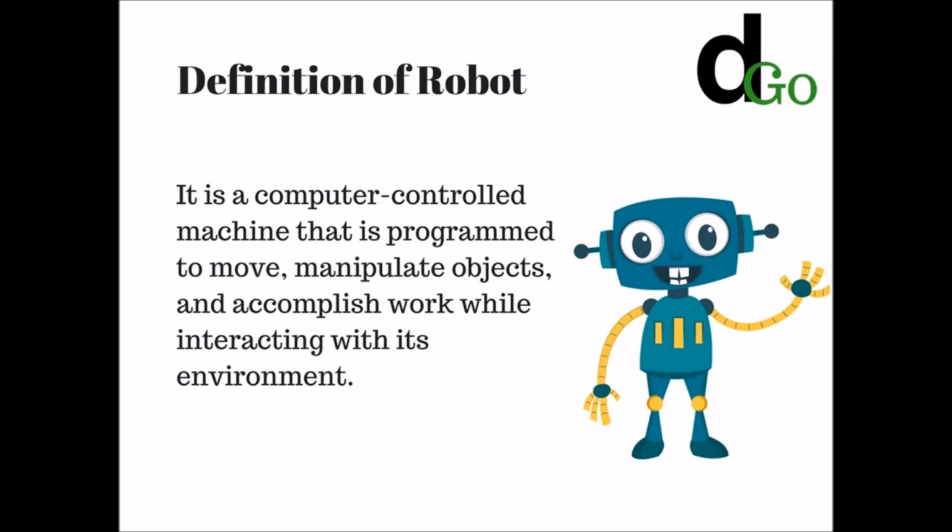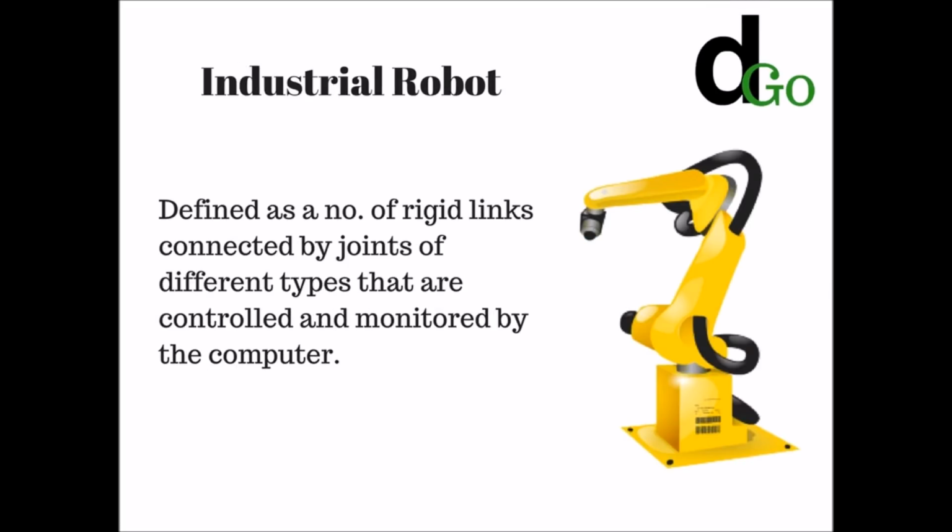Definition of robot: it is a computer controlled machine that is programmed to move, manipulate objects and accomplish work while interacting with its environment. Industrial robot: it can be defined as a number of rigid links connected by joints of different types that are controlled and monitored by the computer.